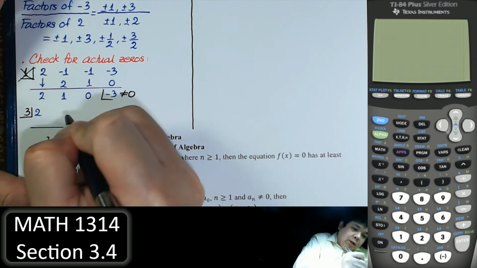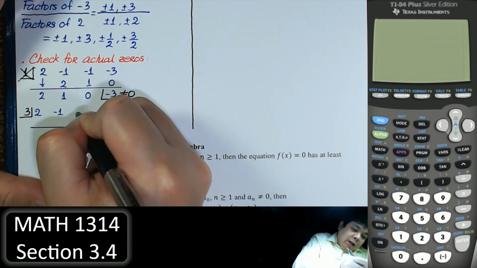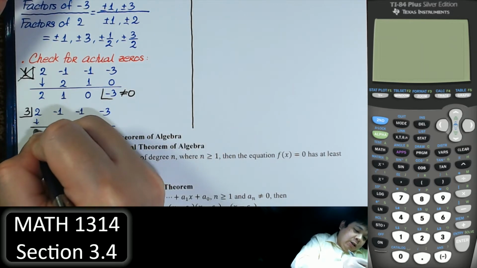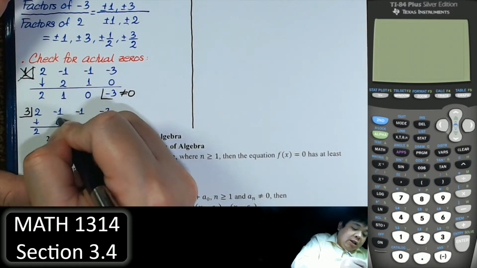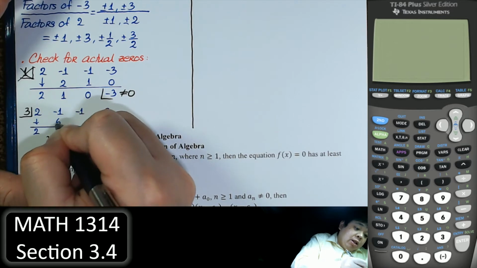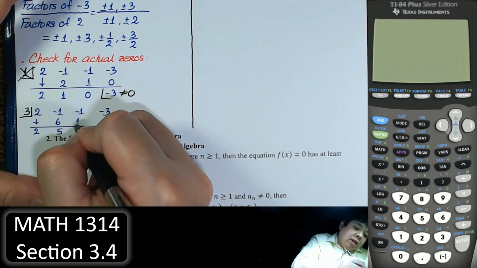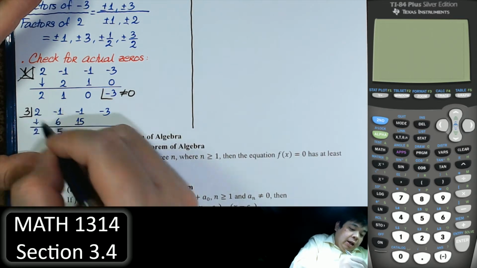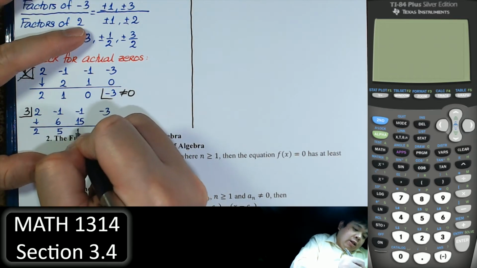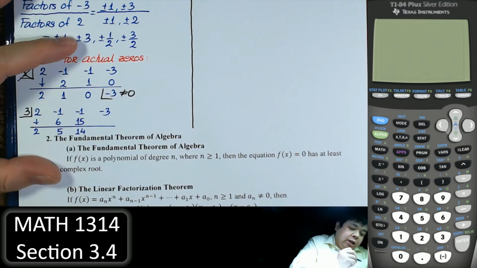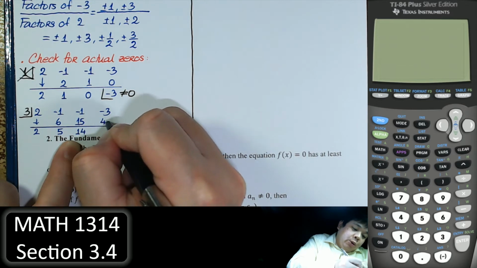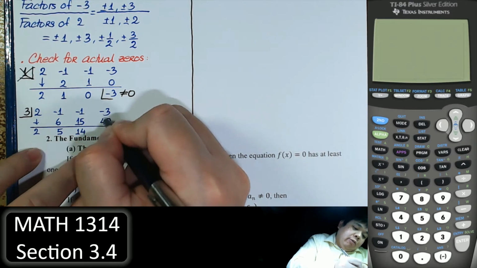Two, negative 1, negative 1, and negative 3. Right? Drop down the 2. Multiply to give us 6. 6 minus 1 is 5. 3 times 5 is 15. And that gives us 14. 3 times 14 is 42. And 42 minus 3 is 39.